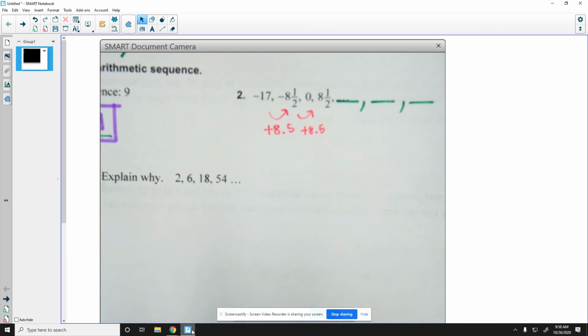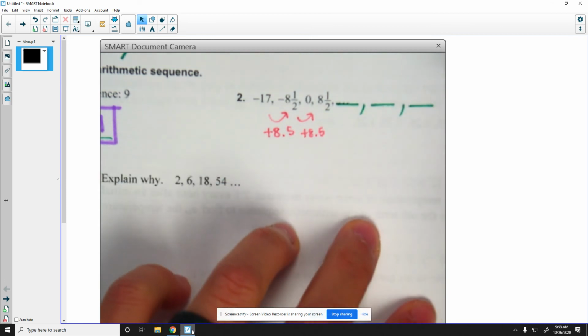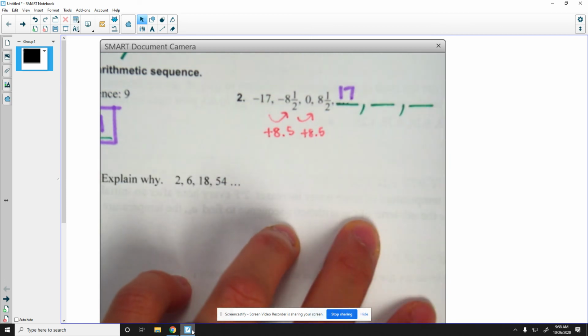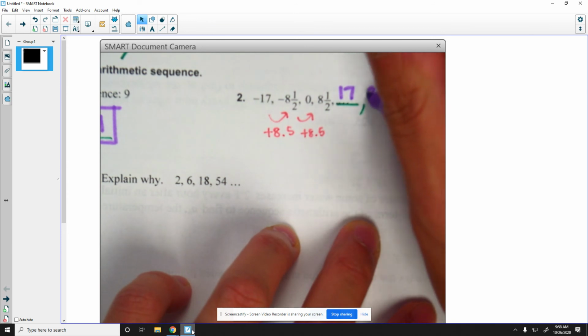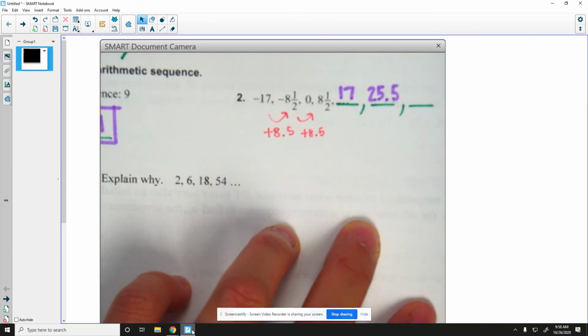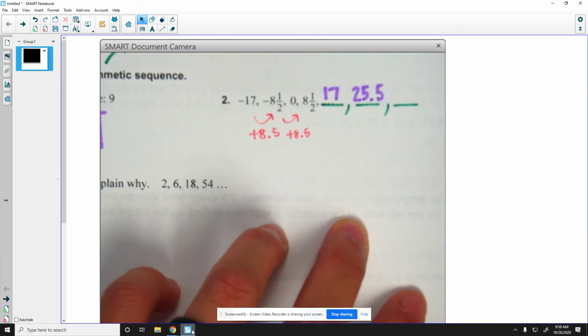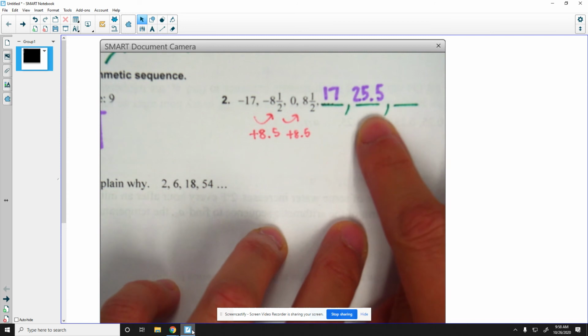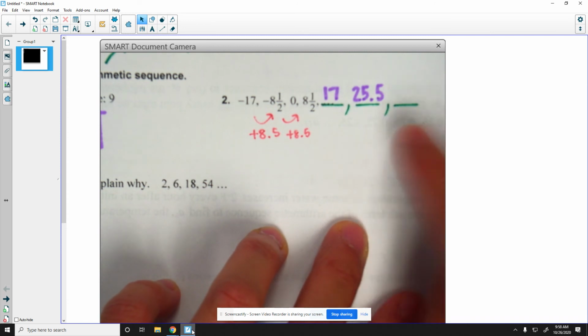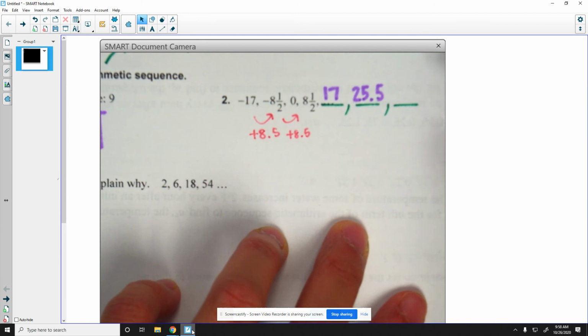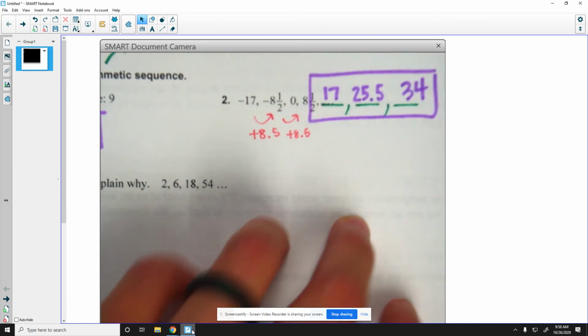So what's 8.5 plus 8.5? 17. What's 17 plus 8.5? 25 and a half. You can write 25.5 or 25 and 1/2. Okay, I don't care if you write it as a fraction or a decimal because it's not repeated. If it's a repeating decimal, you have to write it as a fraction. Okay, and then 25.5 plus 8.5? 34. Thank you. So here are your 3 answers.